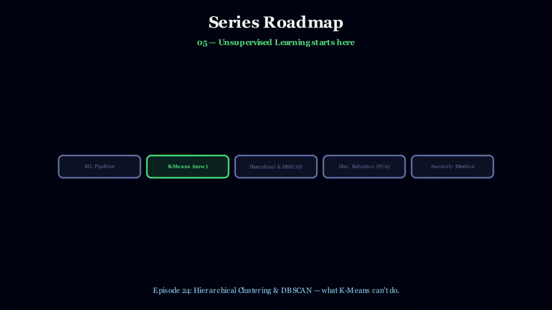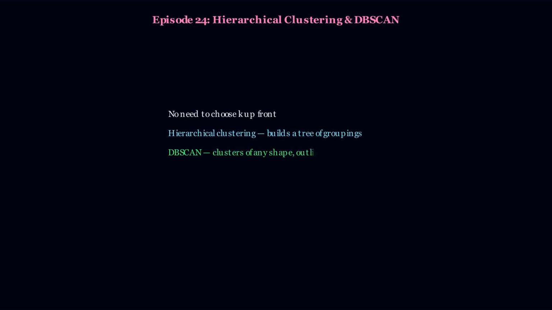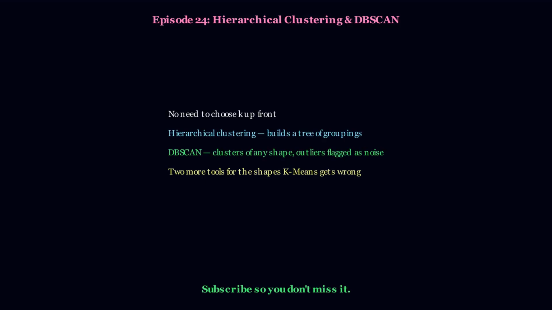Where we are in the series. We just crossed into a whole new section. Unsupervised learning. Episode 24. Hierarchical clustering and DBSCAN. The clustering methods that handle what K-means can't. No need to choose K up front. Hierarchical clustering builds a tree of groupings. DBSCAN finds clusters of any shape and flags outliers as noise. 2 more tools for the shapes K-means gets wrong.